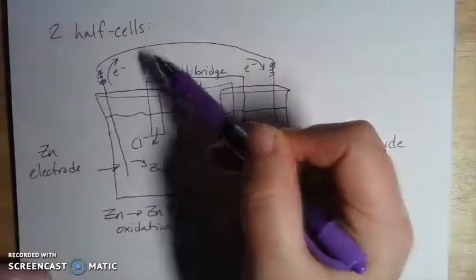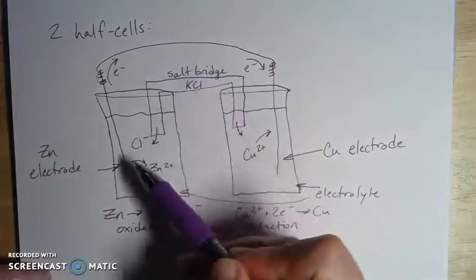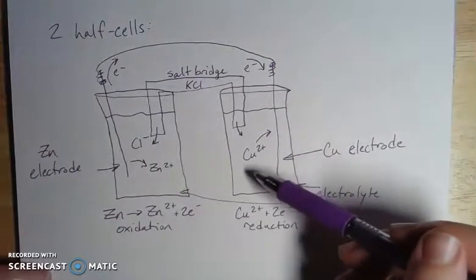We're losing electrons. We need more negative charge. That's going to come from the salt bridge. Now, kind of the opposite is true on the other side.